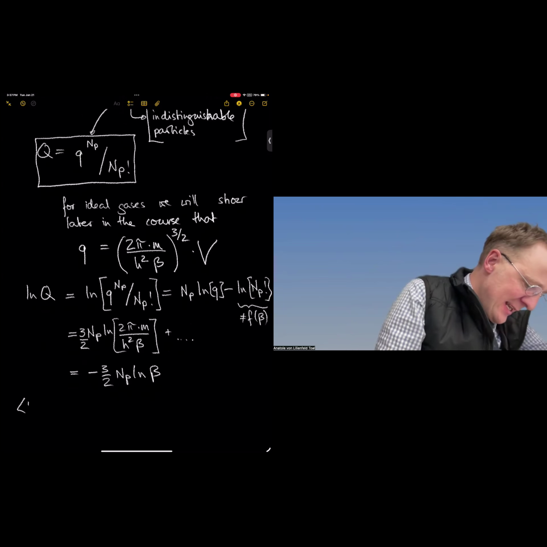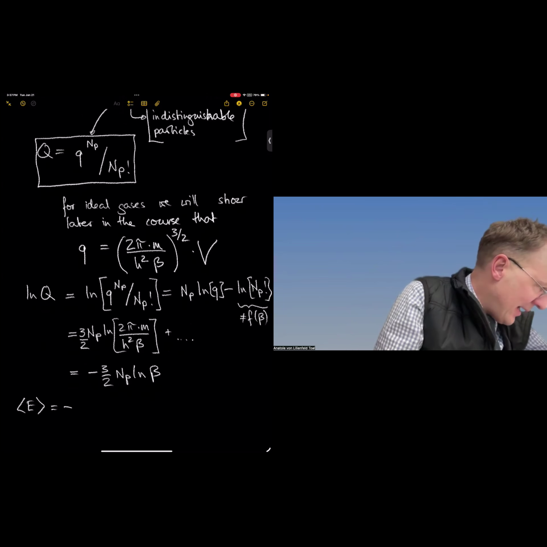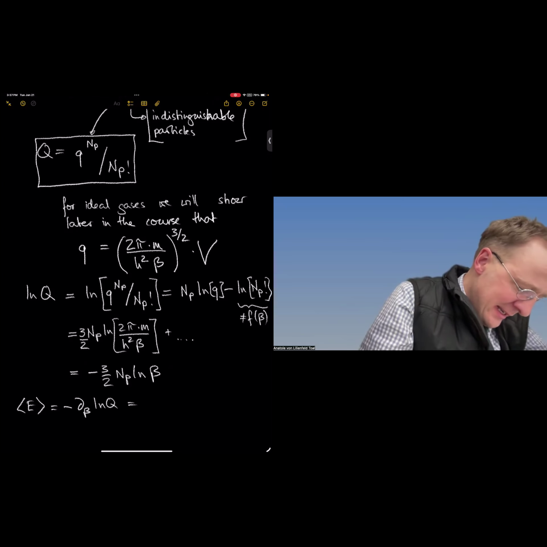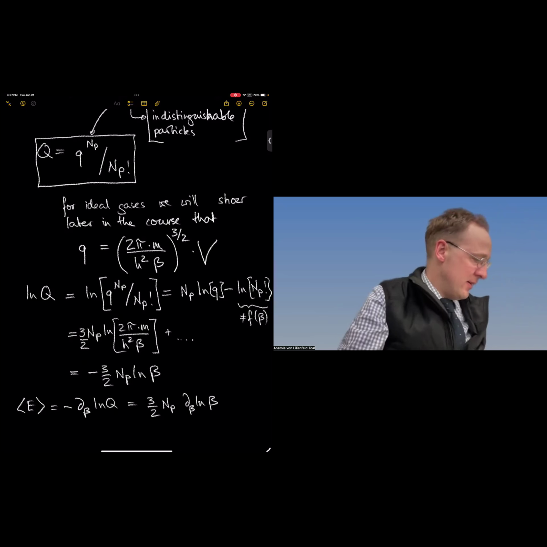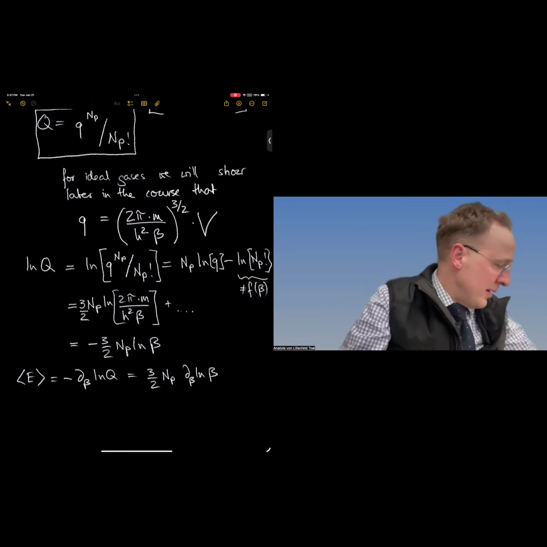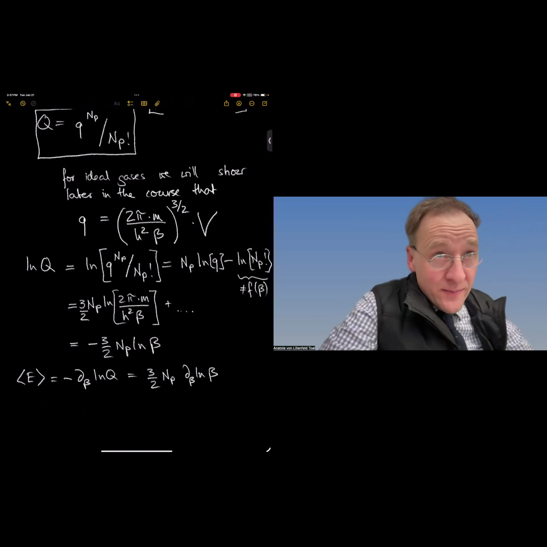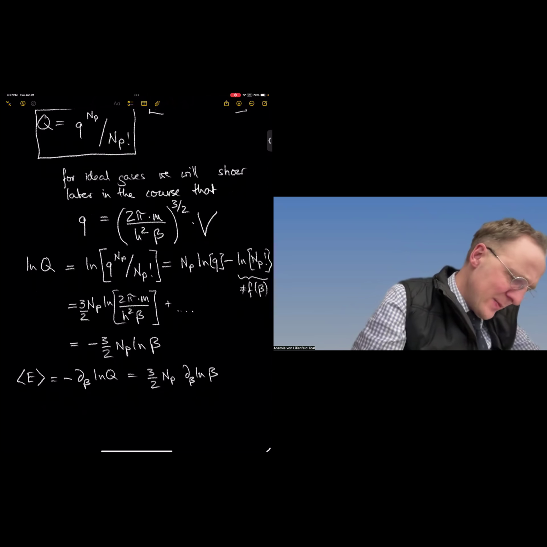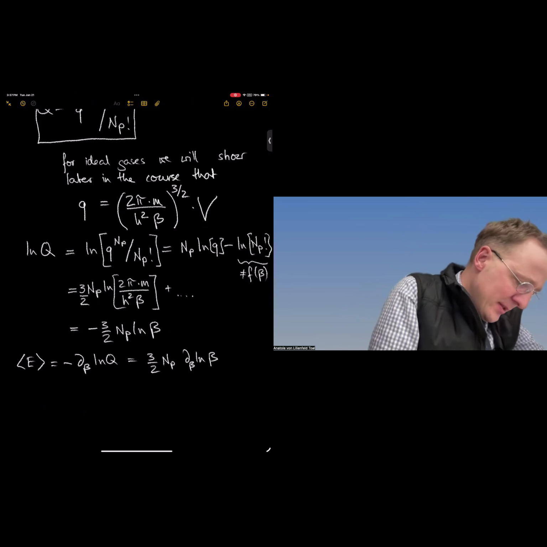Now, my averaged energy is minus the derivative with respect to beta of logarithm q. Now, there's a minus already, so I get 3/2 N_P d beta logarithm beta. And now I finally differentiate. So the logarithm of x differentiated gives me 1 over x. So this is 3/2 N_P divided by beta.